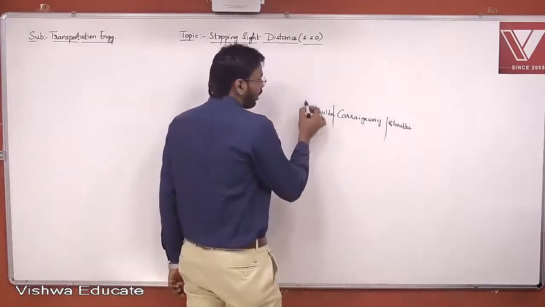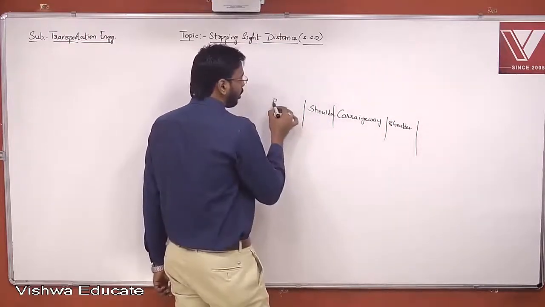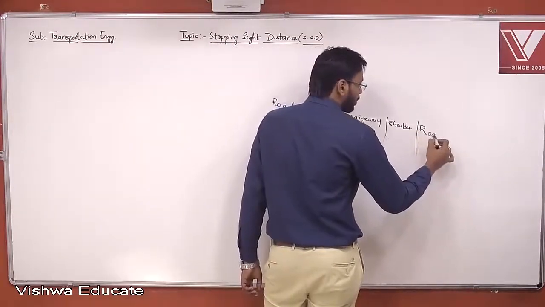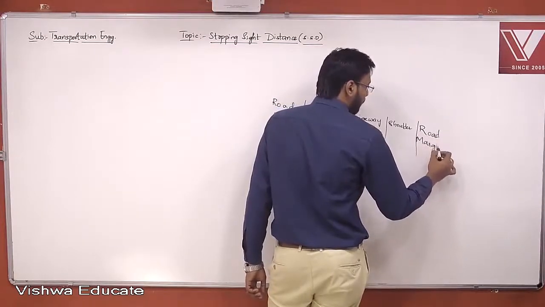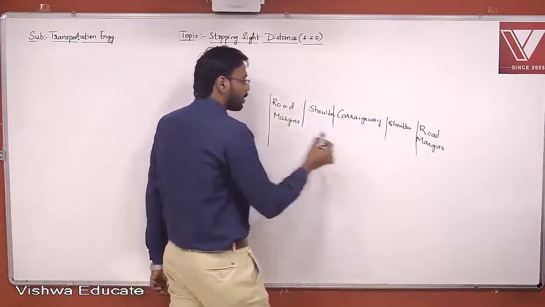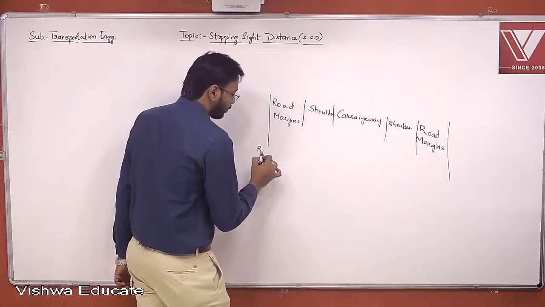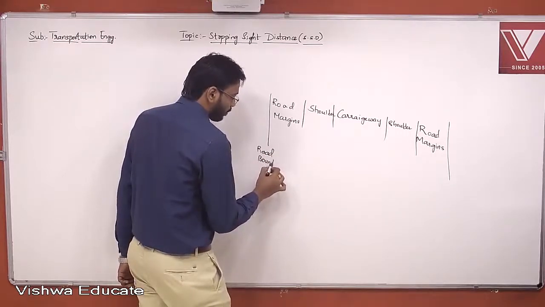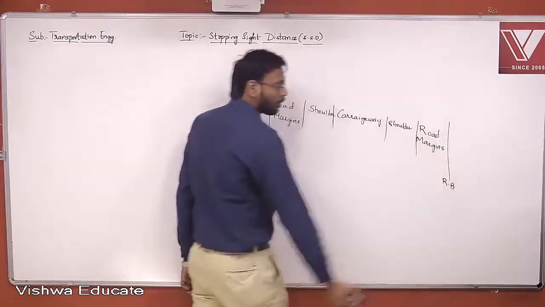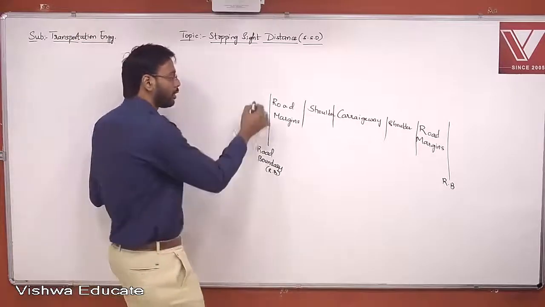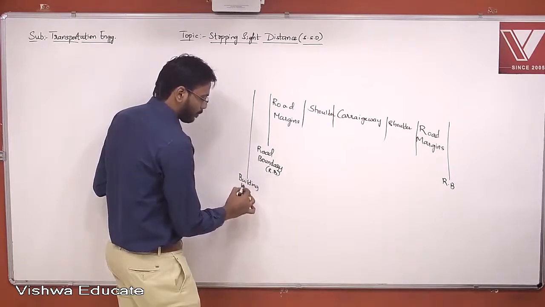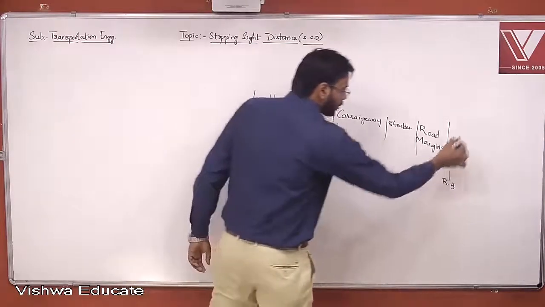Now, after this shoulder, we have road margins, right? Now, after this road margins, you will be having the road boundary, RB. So here also this is the road boundary, right? And after the road boundary, there will be a building line. So this is my building line.